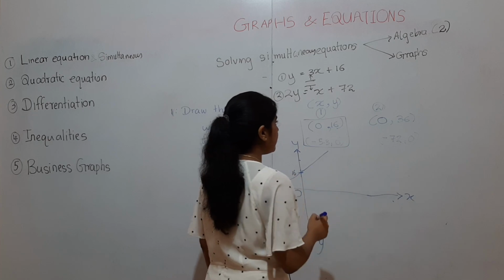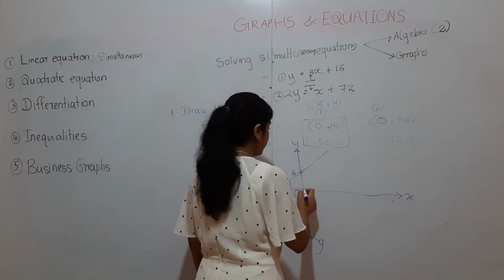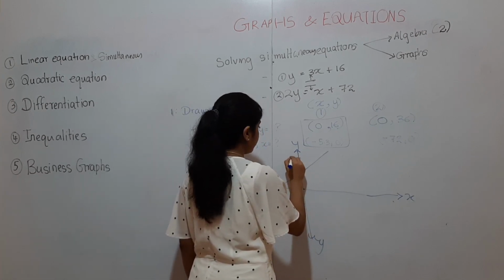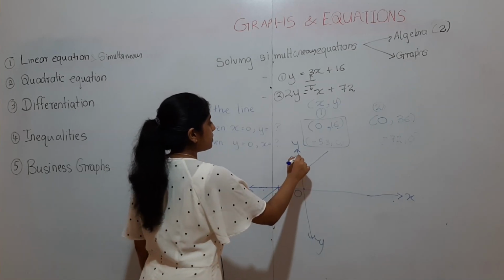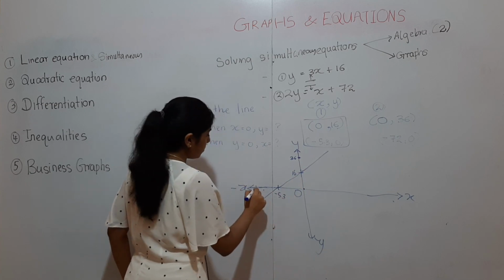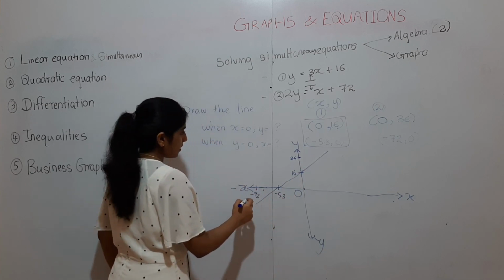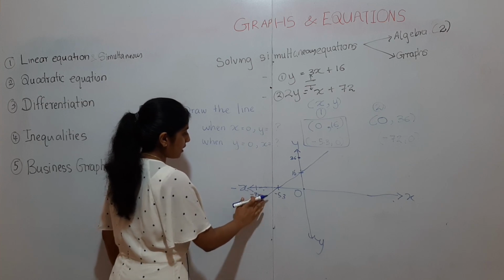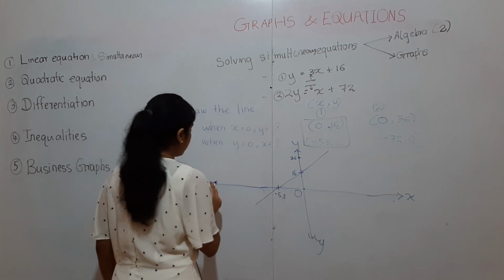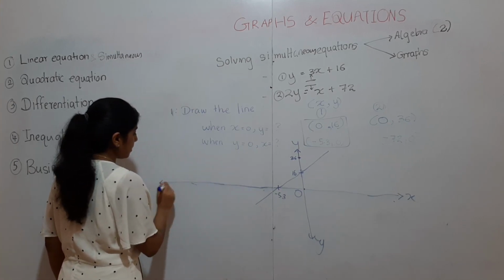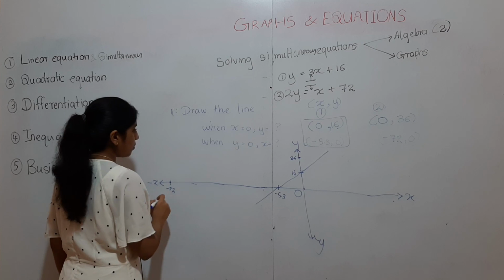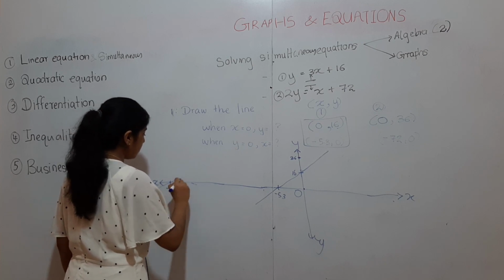Okay. And for the second equation, when x equals 0, y equals 36. Let's mark 36 here. And when y equals 0, x is minus 72. Let's mark it here. Now, actually minus 72, it can't be close to 5.3. I'm going to mark it very far. So, minus 72. Okay. Now see how to do it. Now you first draw the line for this.